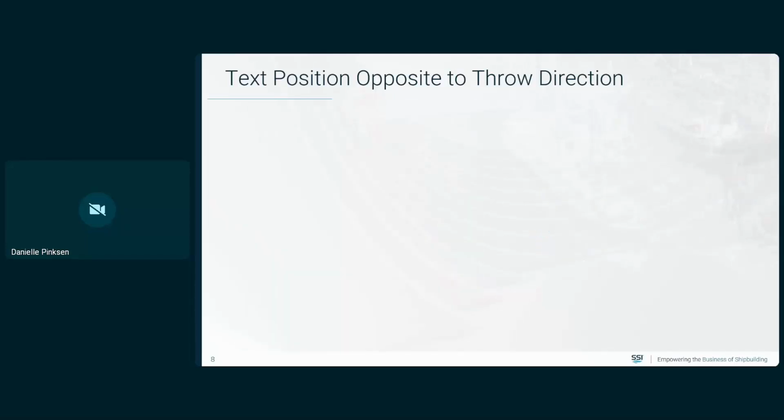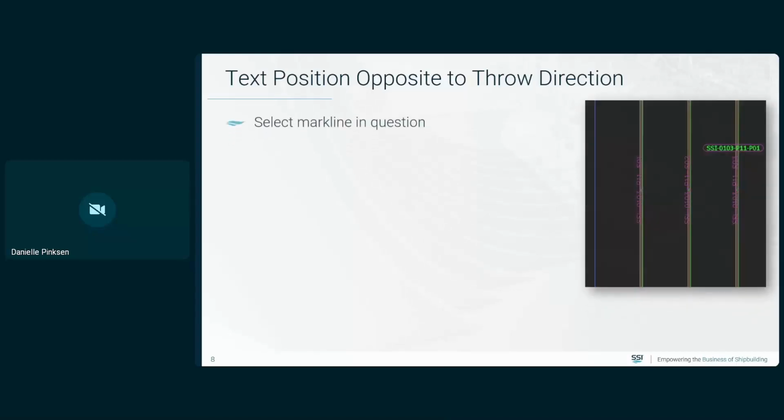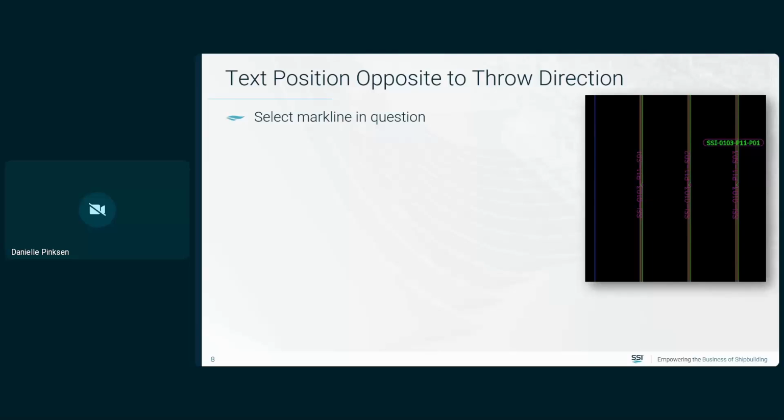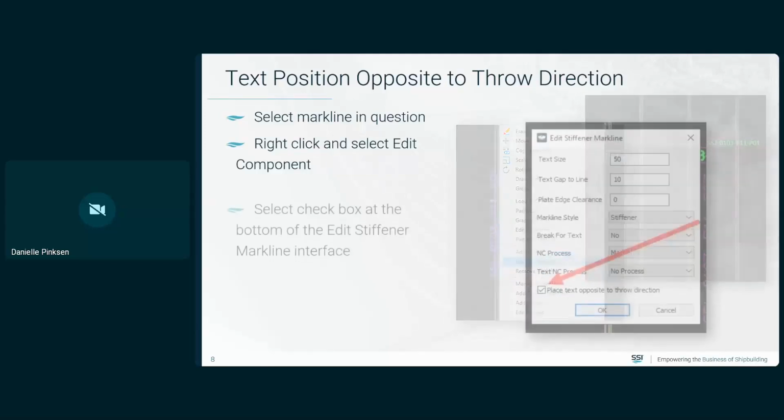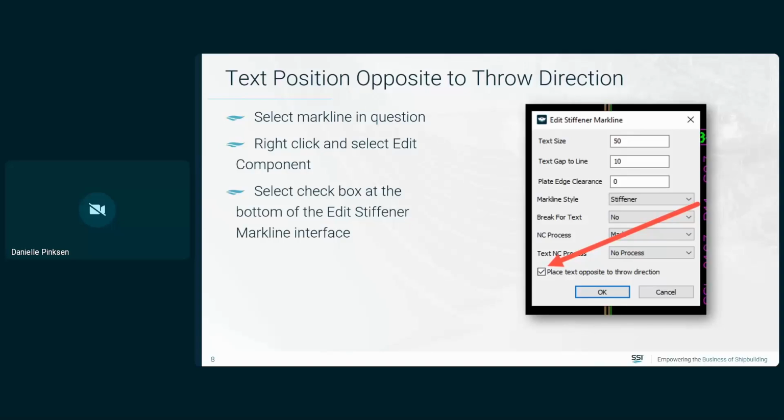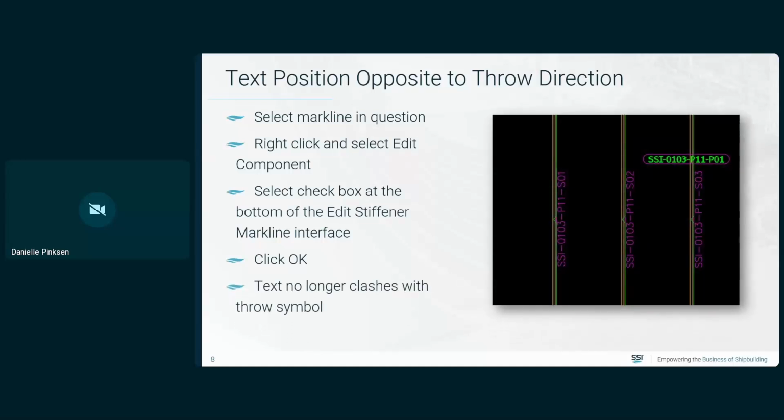So I'll walk you through just how to use this feature. You simply select any mark line in question. The mark lines do have to be selected individually for this feature to work. You can't mass select mark lines. You right click and select Edit Component within the right click menu. Select the checkbox at the bottom of the Edit Stiffener Mark Line interface where it says Place Text Opposite to Throw Direction, and then you click OK. You'll notice that the text no longer clashes with the throw symbol. The text has been flipped to the opposite side of the stiffener mark line.